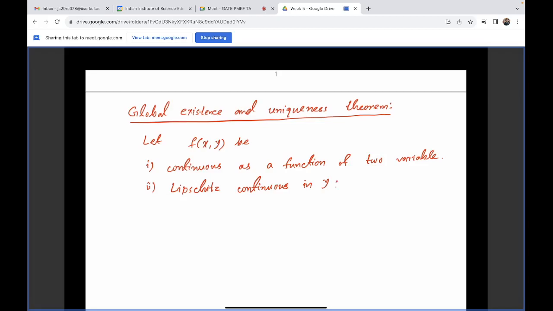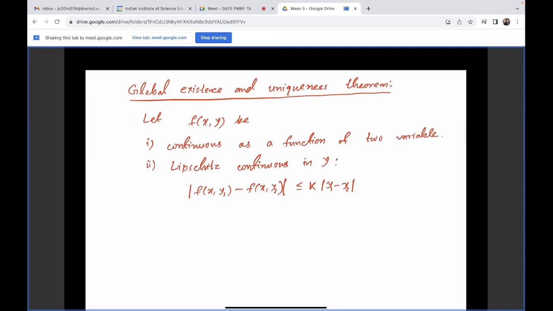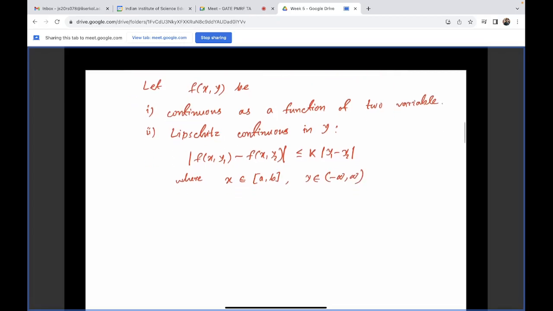So what is this Lipschitz condition? It is saying that mod of f(x,y1) minus f(x,y2) should be less than or equal to some constant times mod of y1 minus y2, where x belongs to some interval (a,b) and y belongs to the whole real line. Means y1 and y2 are also in the whole real line. So this should be true.